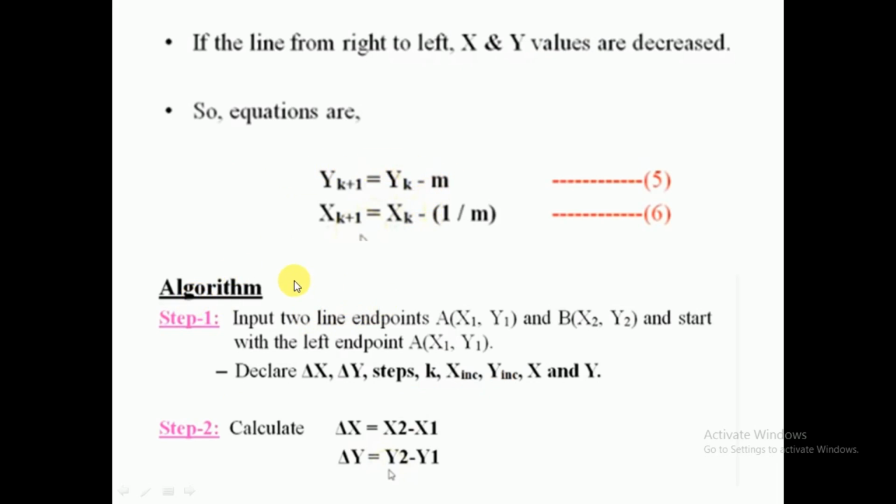Then how this algorithm works: input the two line endpoints, A that is x1 y1, and B that is x2 y2, and start with the left endpoint, that is, you start from here. Declare delta x, delta y, steps, k, x increment, y increment, x and y. Whatever constants you require, you declare all here. Then start calculating. Calculate delta x, delta y, that is x2 minus x1, y2 minus y1.